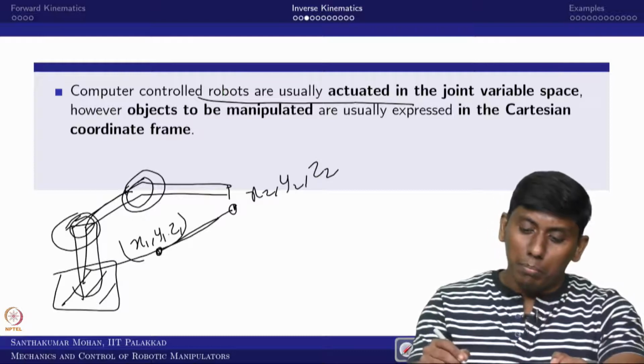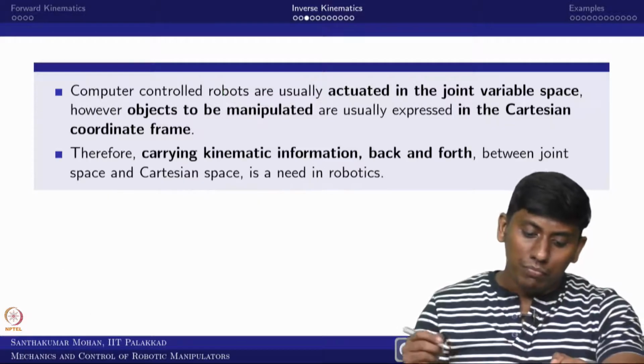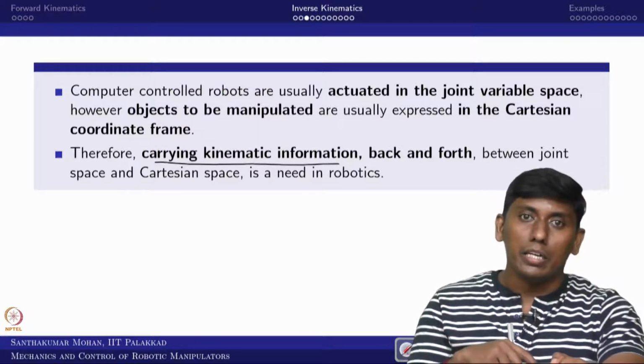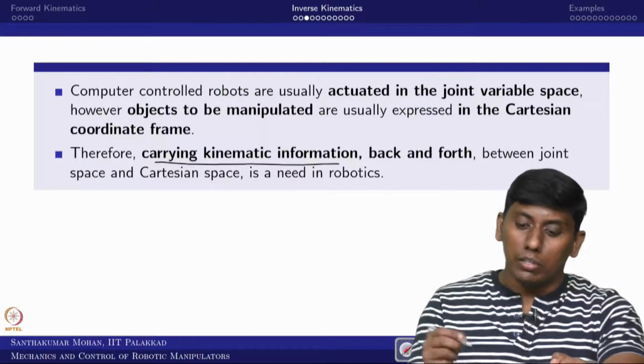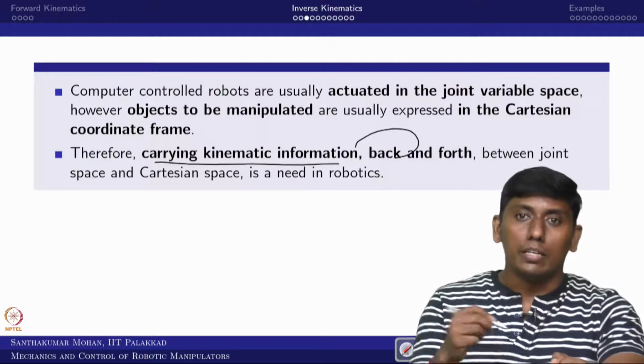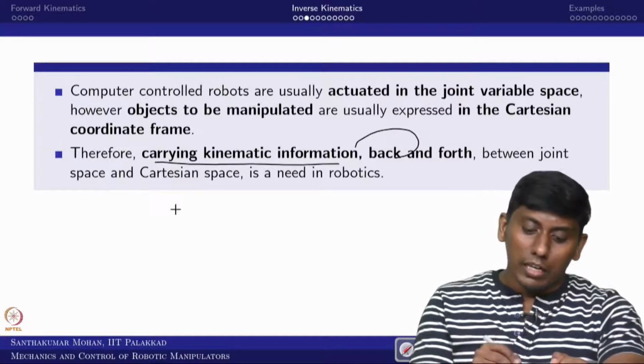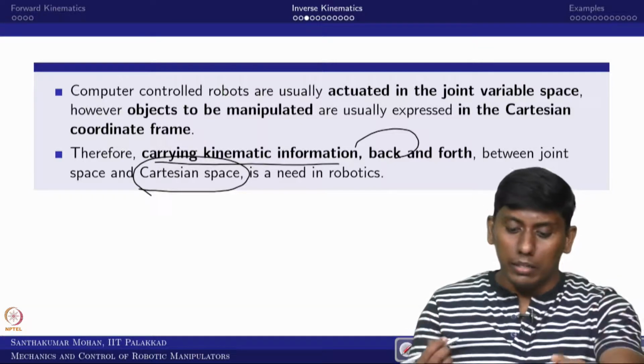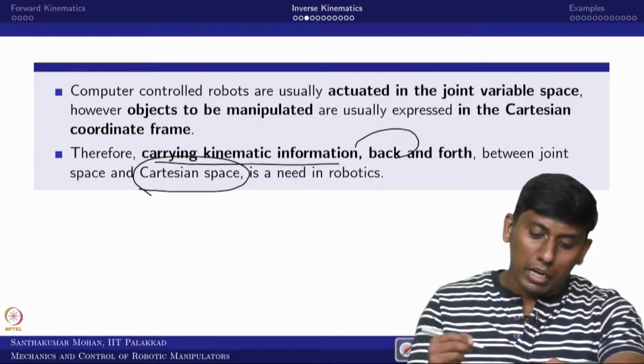So, that is one of the important things which you need to know. You need to know the kinematic information, back and forth, in the sense you do forward and then inverse, and then you will get the Cartesian space that you wanted, right. So, that is the important aspect here.